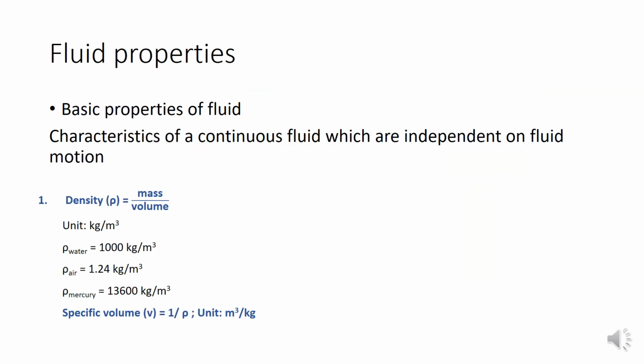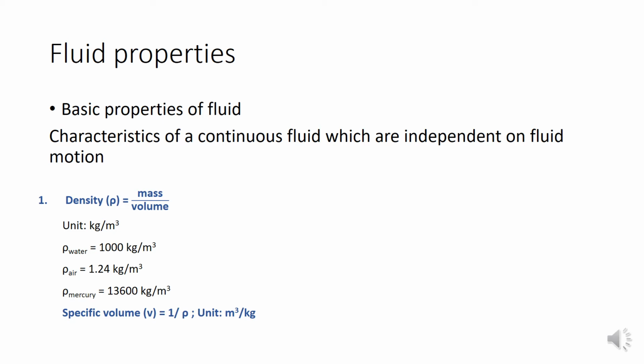Next, we will be learning different fluid properties. First, we will consider the basic properties of a fluid, which can be defined as characteristics of a continuous fluid that are independent of fluid motion. The first basic property of a fluid is density. As you already know, density is the ratio between mass and volume. The SI unit of density is kilogram per meter cube. The density of water is 1000 kilogram per meter cube, and the density of air is 1.24 kilogram per meter cube.